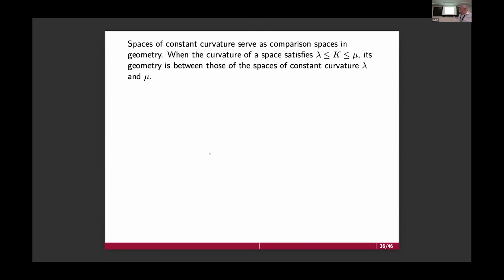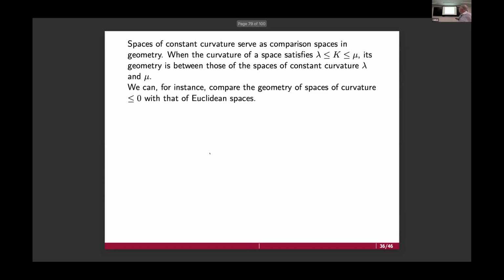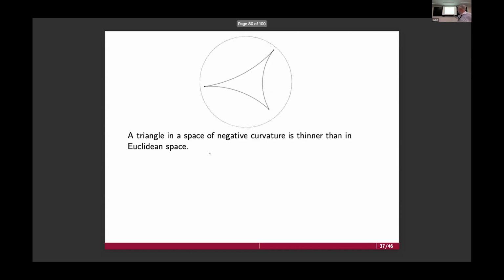But I'm not talking about Riemannian geometry. So in particular, you had spaces of non-positive curvature, and you compared them with the geometry of Euclidean space, and you found that in many respects, the geometry of those spaces is even better than that of Euclidean space, because you have better convexity properties. Well, now here, a triangle in a space of negative curvature is thinner than in Euclidean space. So that is what a triangle in hyperbolic space looks like, and it's thinner, curved more inward.